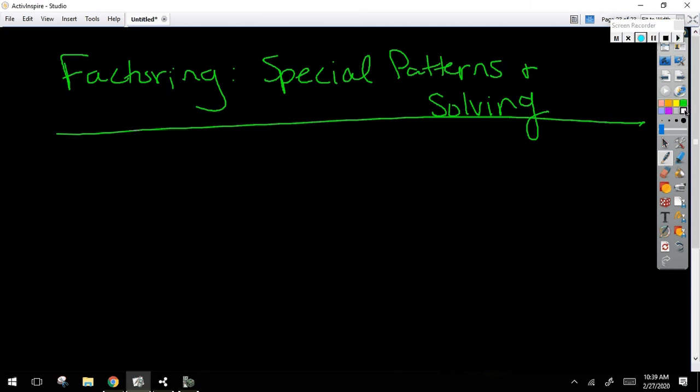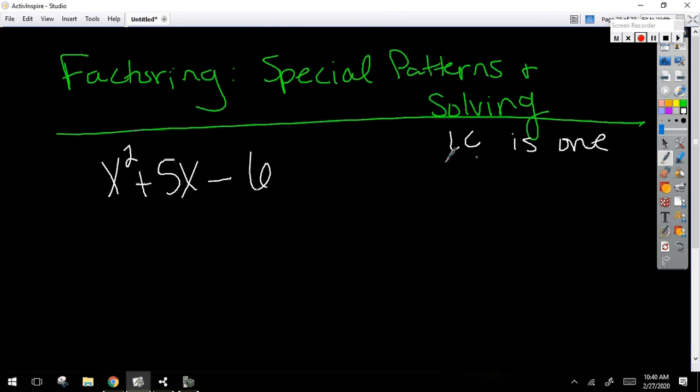Just to recap, if the leading coefficient is 1, let's say I had x squared. Let's say I had this. If the leading coefficient is 1, it only works when the leading coefficient, LC, is 1. Then the two factors that multiply to -6 but add to 5.